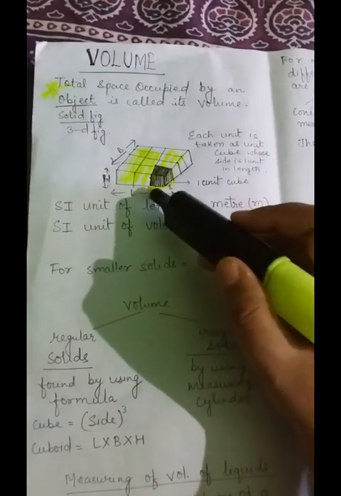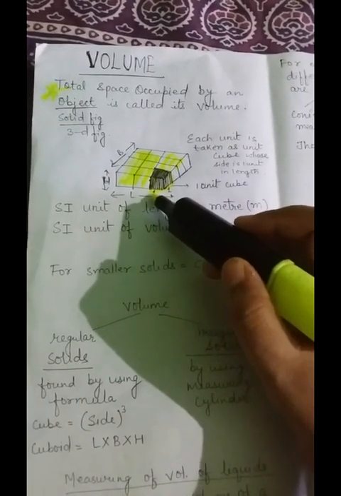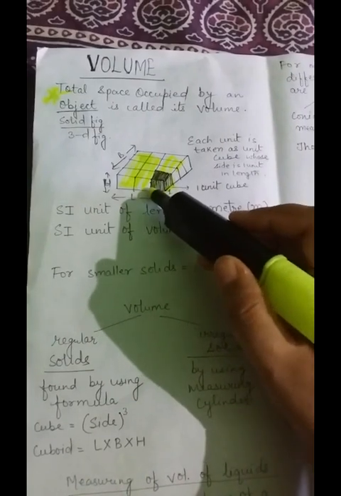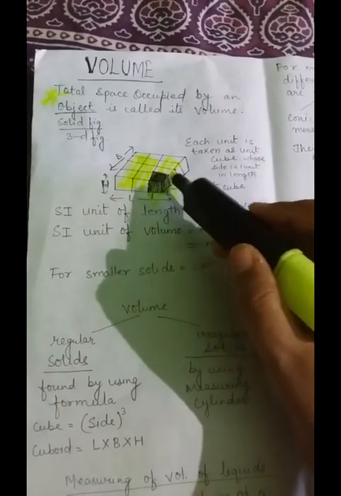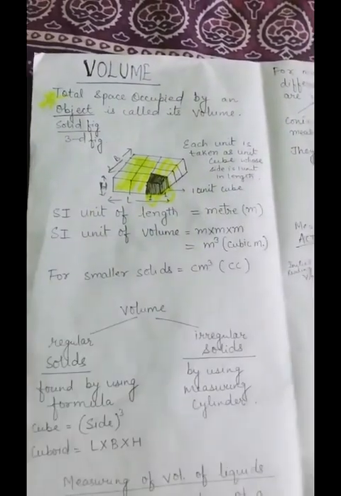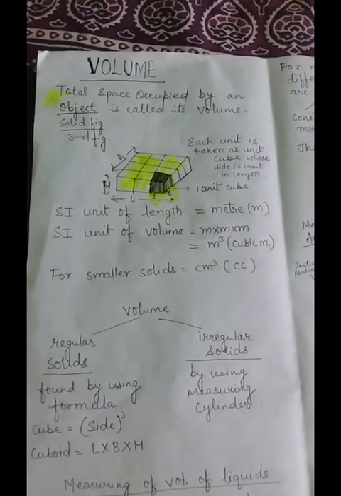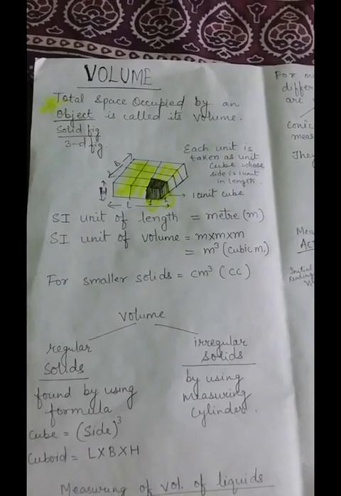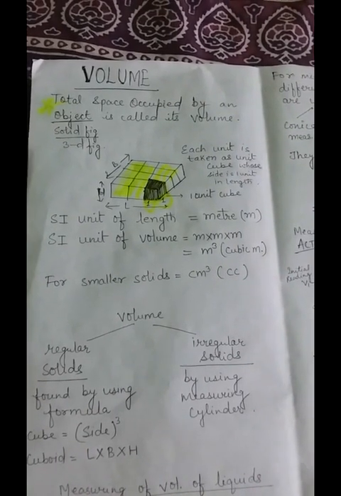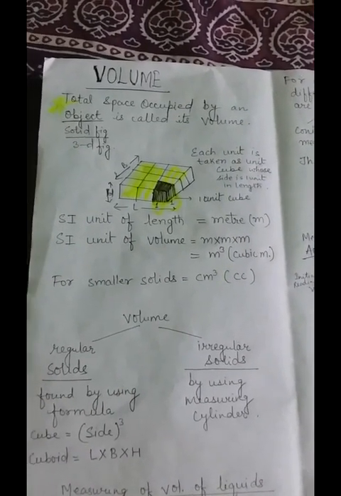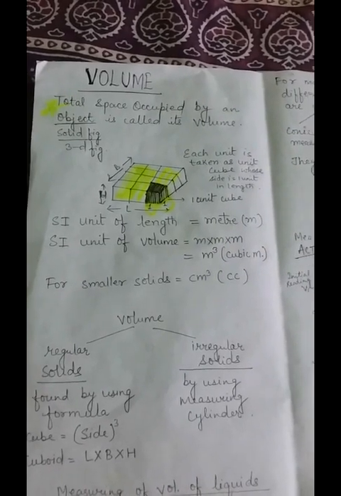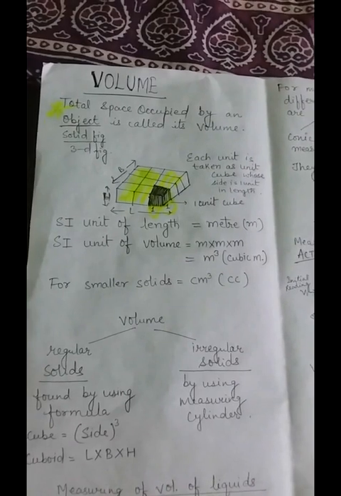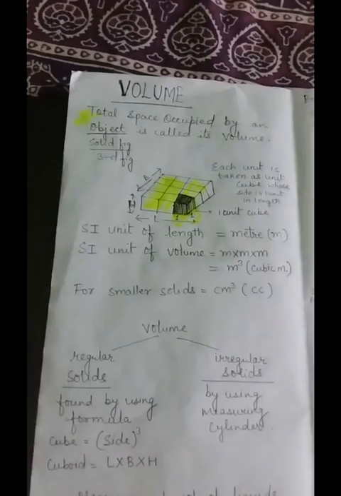So this is a unit cube which has 1 unit in length, which means this is 1 unit, this is 1 unit, and this is 1 unit. So the SI unit of length is meter, and now the SI unit of volume will be meter into meter into meter, which is meter cube or cubic meter. For smaller solids, we use centimeter cube or cc.